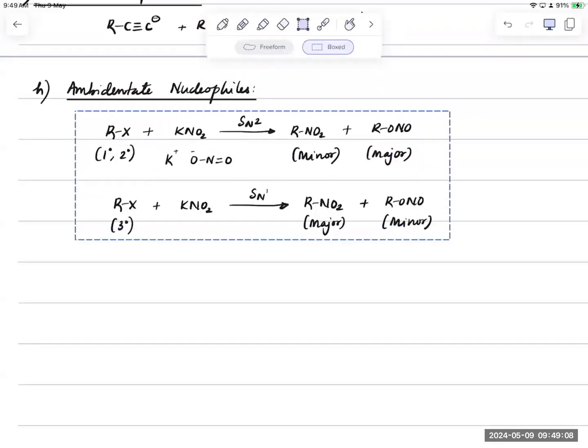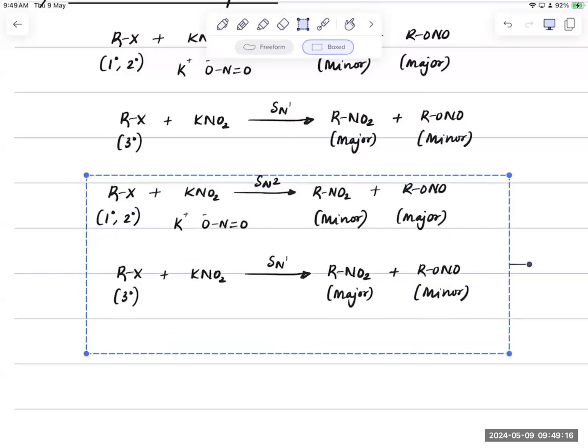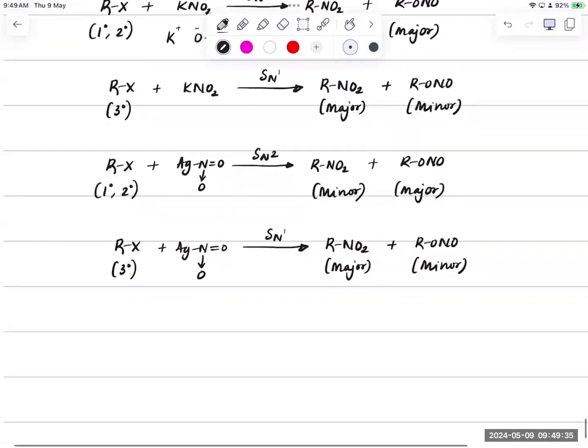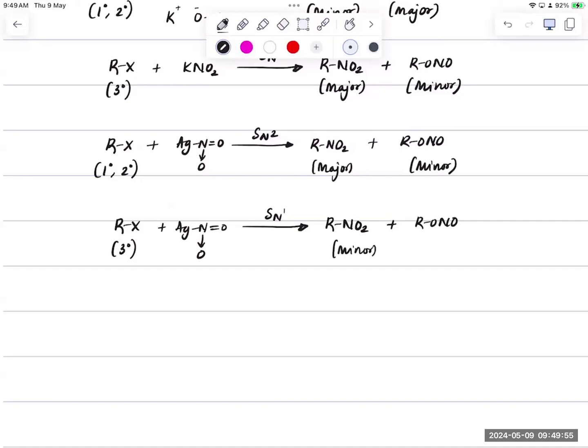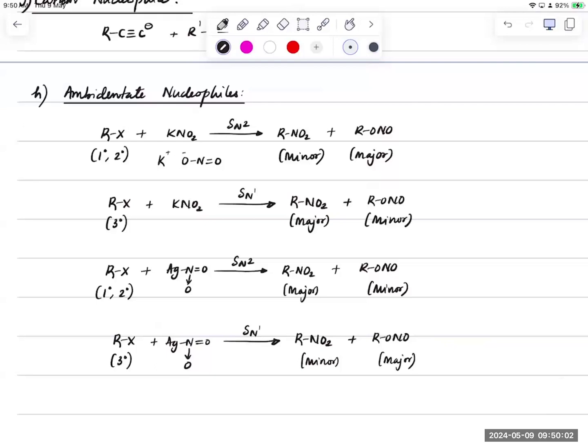Similarly, let me take the same reaction, just changing it for AgNO2. AgNO2 structure will be like this, because it is covalently bonded. So this time, nitro will be major and this will be minor. And in the second case, the other way around: this will be minor and this will be major. So how they are opposite in SN1 and SN2, that is something you need to know.